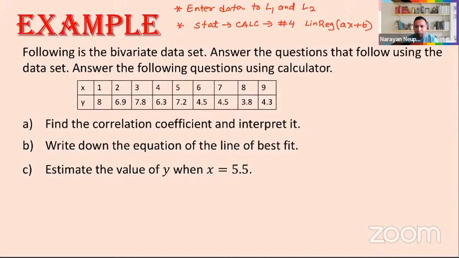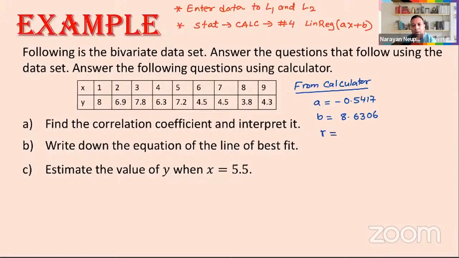Okay, I got the value of A from Gabby. I'm writing these values here. From calculator, Gabby sent me negative 0.5417, which is correct. I got the value of B from Mr. M here, 8.6306, very good. And then what is the value of R, Ross? What do you got? Are you still typing in your calculator? Still working on it, okay. We'll wait here for a little bit.